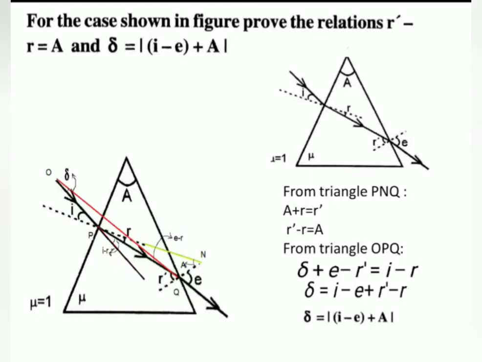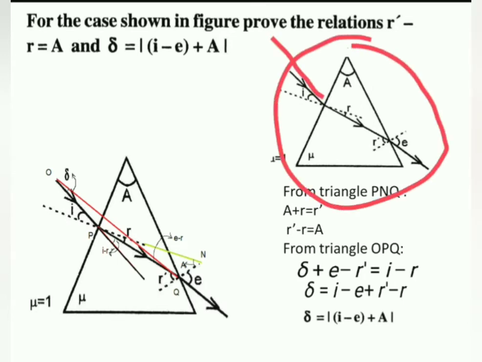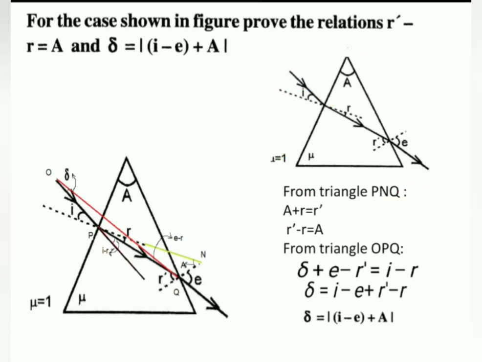Now observe this question. In this question, the incident ray is given as shown in the figure. Okay, this is your figure and this represents your incident ray. And for that incident ray, they are asking you to prove that R1 minus R2, that means R dash minus R, where R dash and R are the refracting angles of a prism, the difference is equal to capital A. Generally, we get R1 plus R2 is equal to capital A, but here it is difference. Similarly, delta is equal to I minus E plus A.